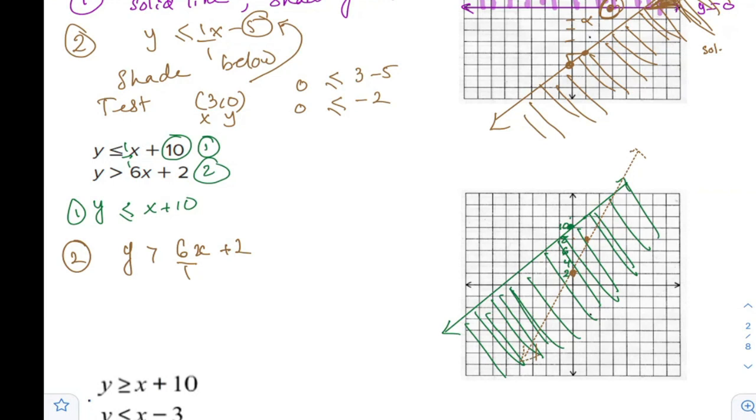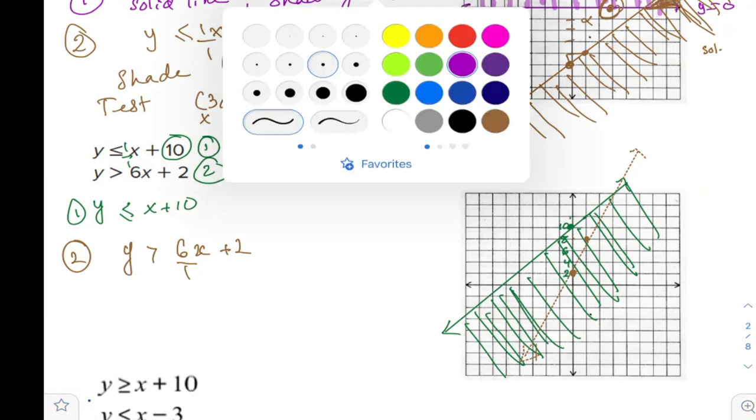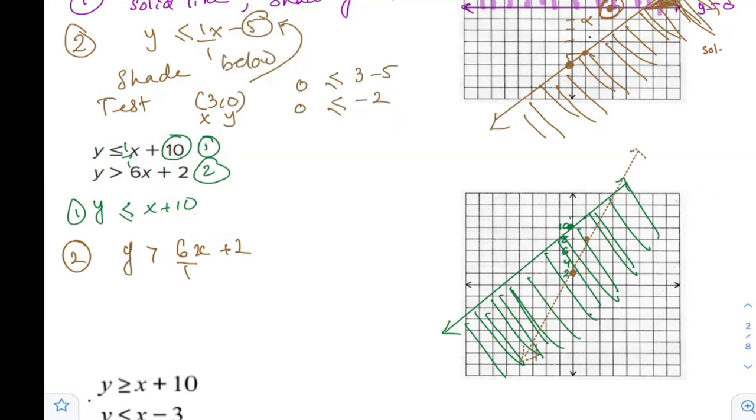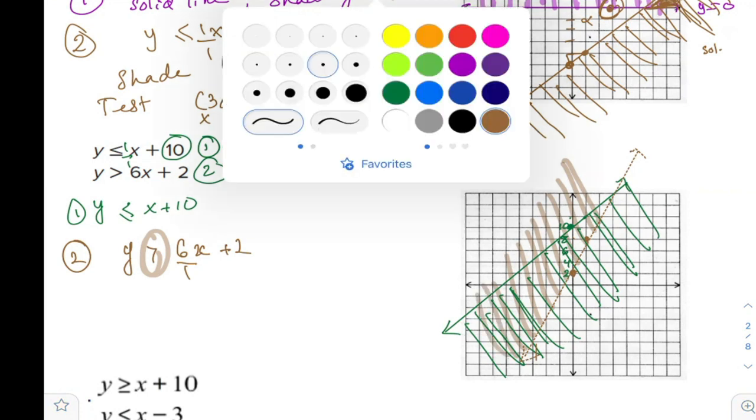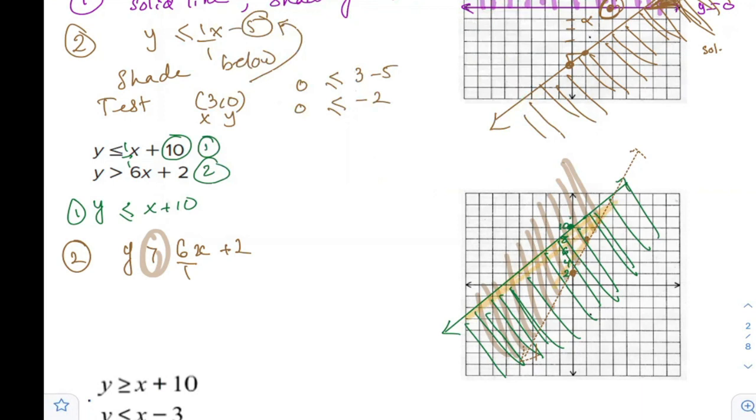No worries about that. Now, where is the shading? The shading for this inequality is above. So I will shade over there. Where is my solution now? The solution is the overlapping region, where both colors are. This is the solution.